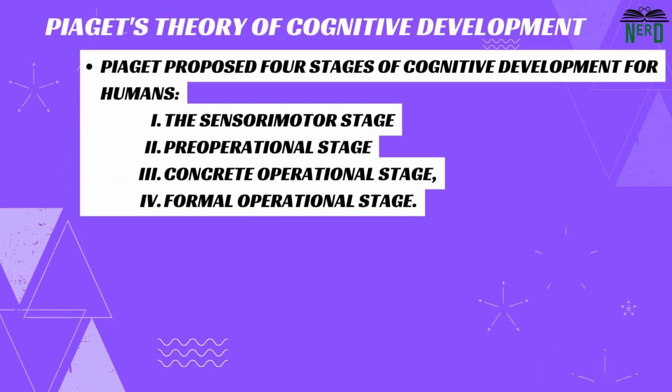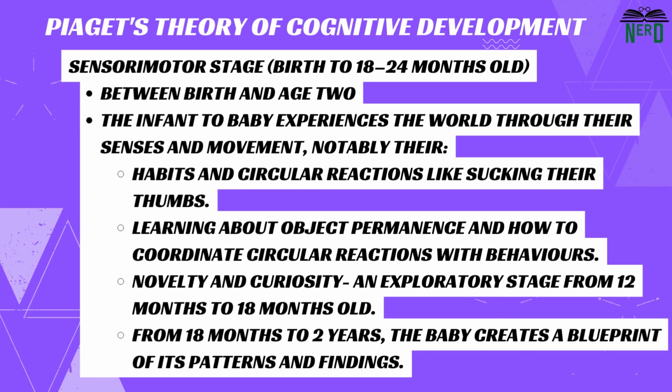Piaget proposed 4 stages of cognitive development for humans. 1. The sensorimotor stage. 2. Preoperational stage. 3. Concrete operational stage. 4. Formal operational stage. Now, let's discuss them one by one. The first one is the sensorimotor stage, which starts with birth to 18 to 24 months old. Sensorimotor development occurs between birth and age 2.